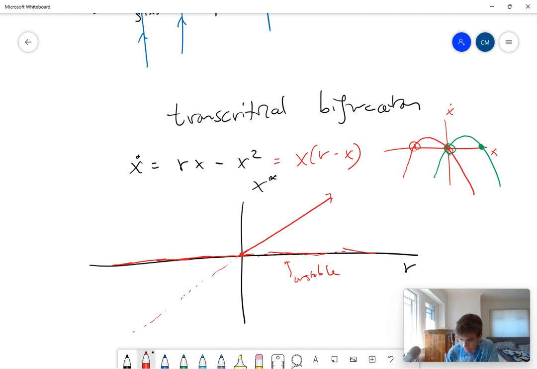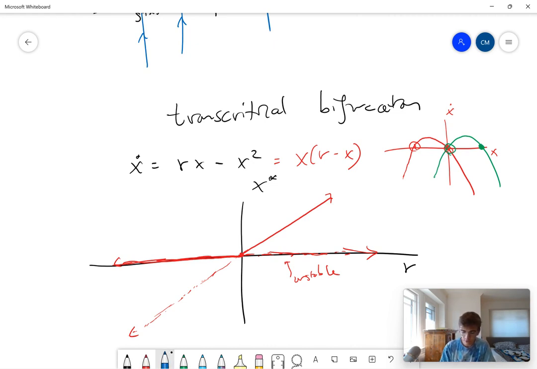Essentially you can see the exact behavior of the transcritical bifurcation is that this origin is changing stability. It's going from stable to unstable on the right-hand side. And then the non-trivial root is again going from unstable to stable. So these bifurcation diagrams are super useful to determine the behavior of a system, and also just to see what types of bifurcations we might have.